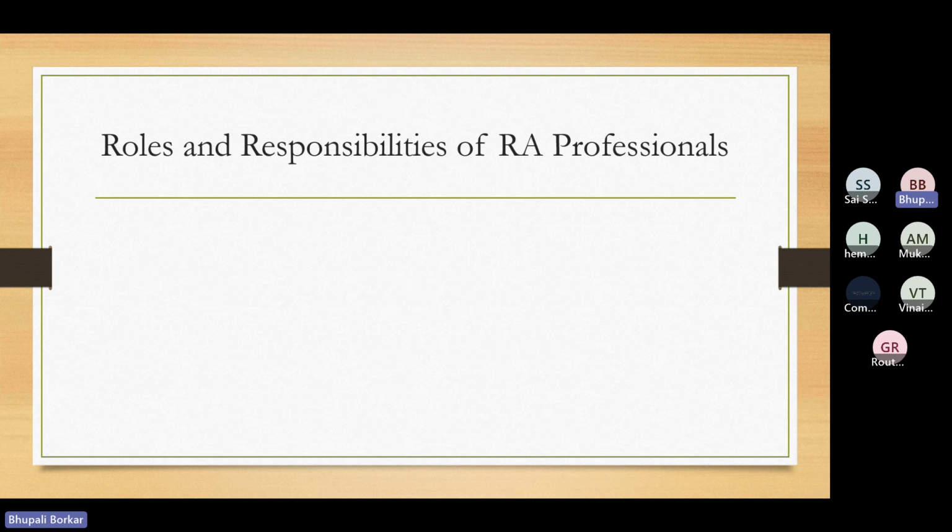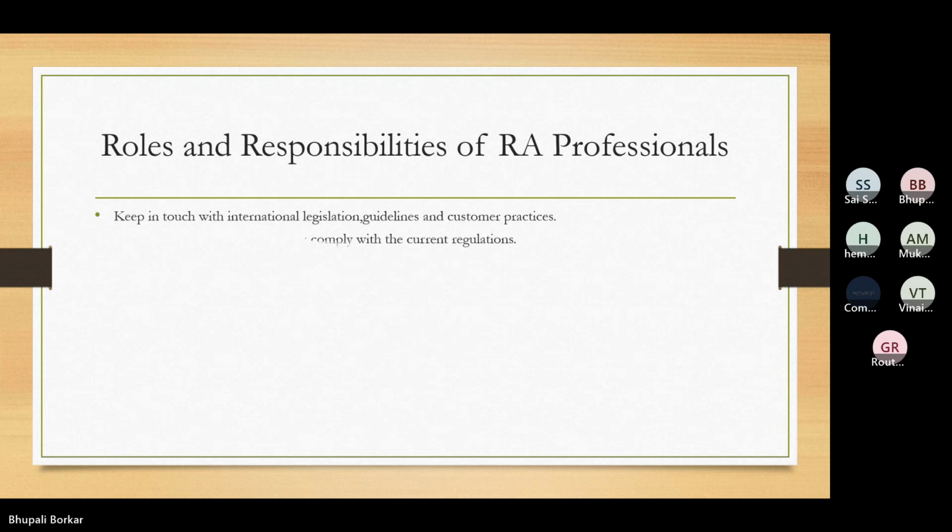Now, role and responsibilities of RA professionals. So first is keep in touch with international legislation, guideline, and customer practice. So we have to be updated. If there is any change in any guideline, we should know what the changes are, and we have to implement that in our variation or in our new submissions. So without that, we won't get any approval.